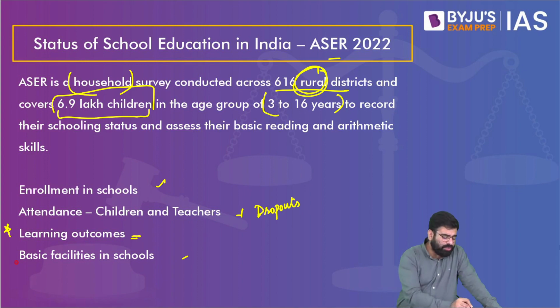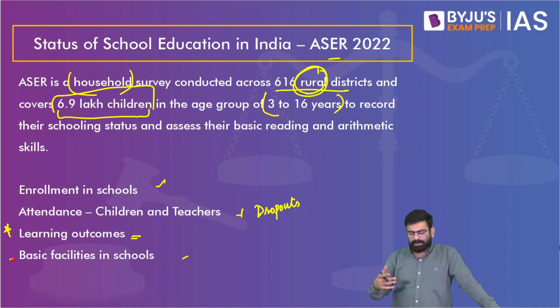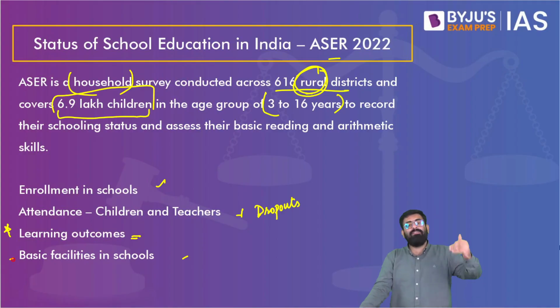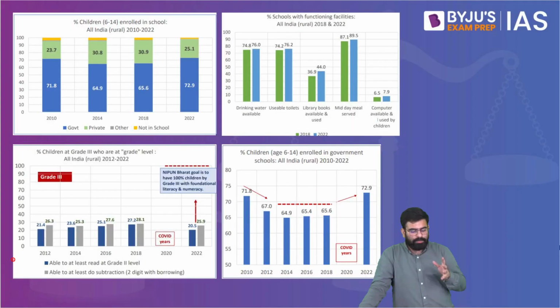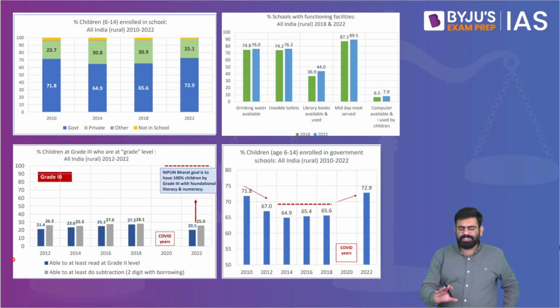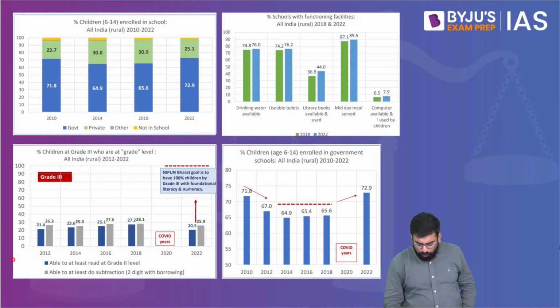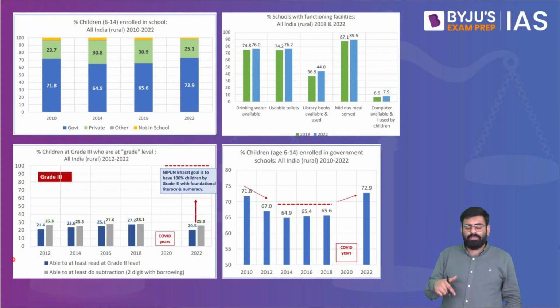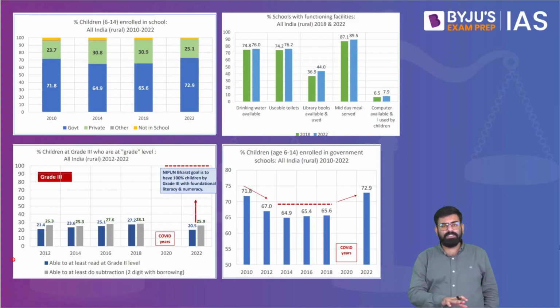And it also looks into various basic facilities, because the first idea was that we do not have basic infrastructure. We do not have clean drinking water. We do not have proper sanitation facilities. We do not have labs to conduct experiments, etc. So it looks into all these aspects. What I've done is, from this ASER report, I've taken a few graphs which are important for you to understand, and we will think of what are the various observations coming from here.